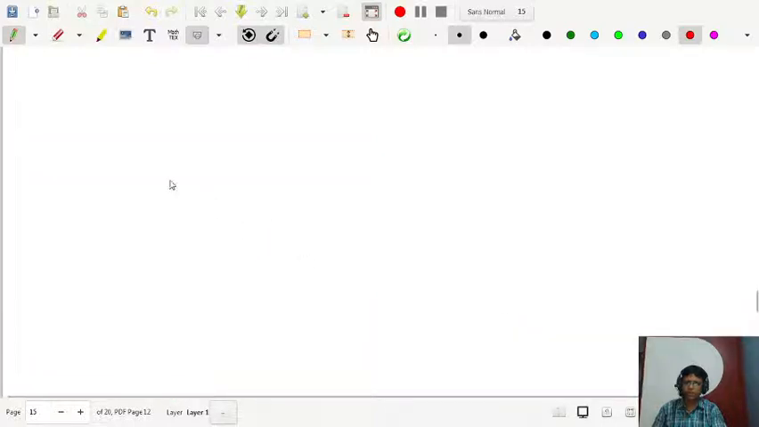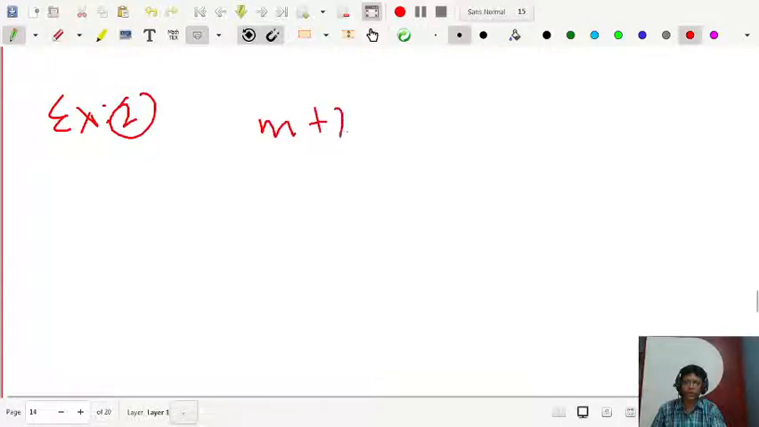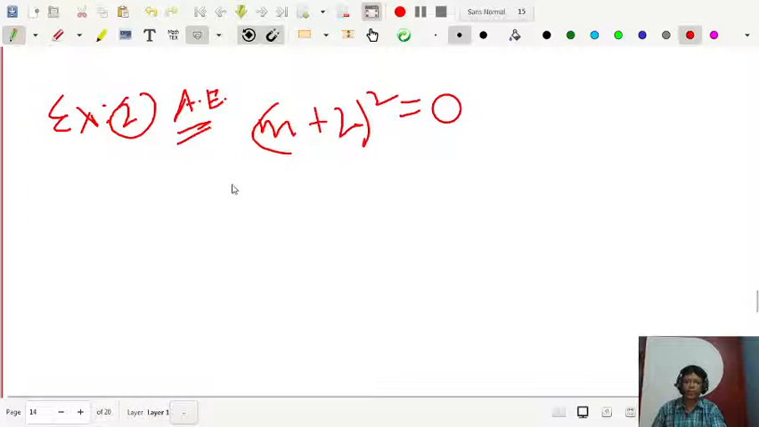Let me write here, we have a space here, this is example 2. So this is nothing but m plus 2 whole square equal to 0. This is your auxiliary equation. Okay, so your solutions are m equal to minus 2 and minus 2, right? So the roots are real and equal.